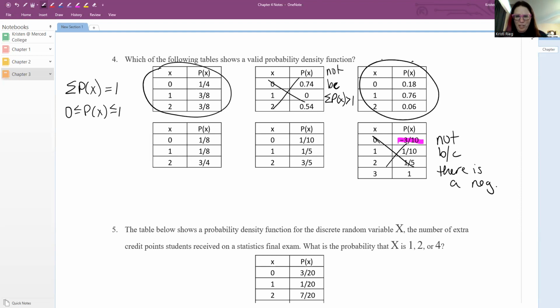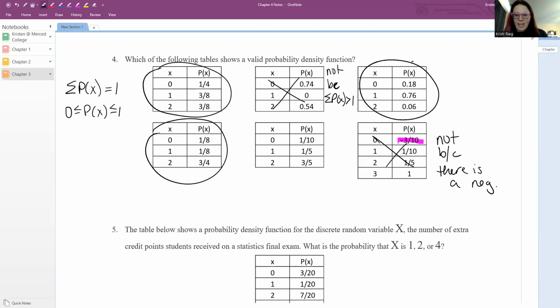I like to do the easy one first. And looking for a negative is the easier one to me. But this one isn't too terrible. I'm just going to, whoops, I'll do it right this time. 1/8 plus 1/8 plus 3/4. And if you're good with fractions, you might get this pretty quick. But that does equal 1. Perfect. And last but not least, 1/10 plus 1/5 plus 3/5.